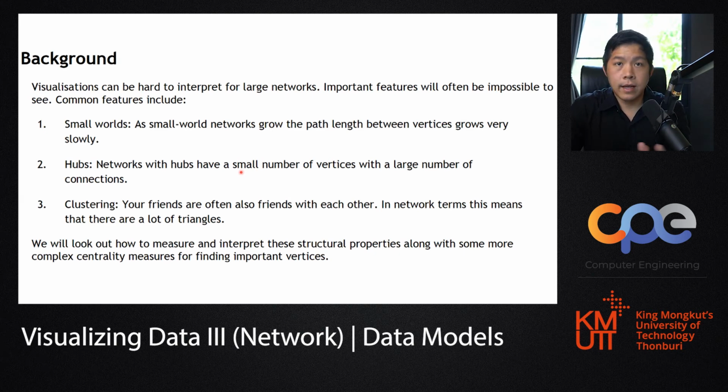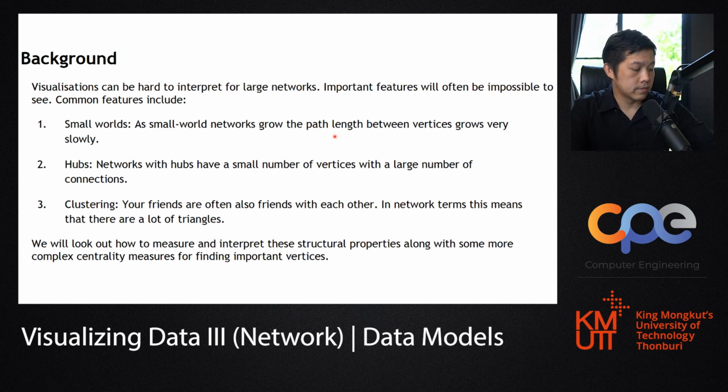When you represent data as a graph, as a large network like in Facebook, in university, in email, there are phenomena that happen, and they can be reflected in the graph data. The first one is called the small world phenomenon. In a small world network, the path length of the network grows very slowly.